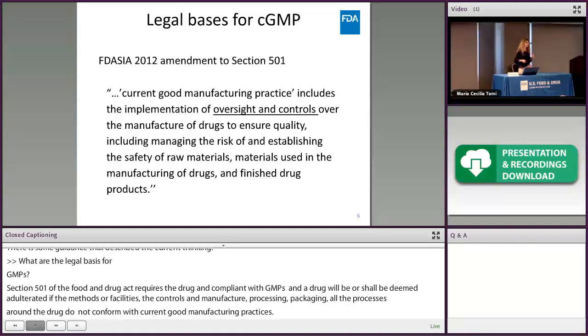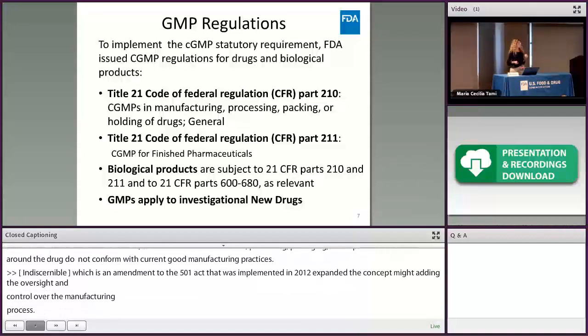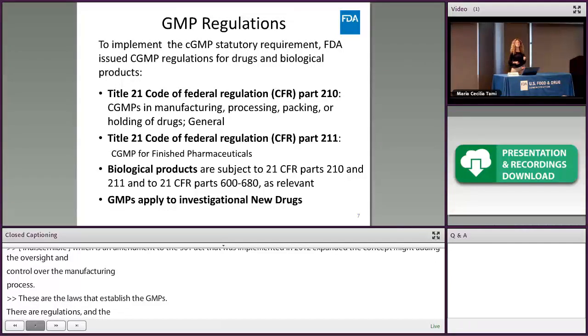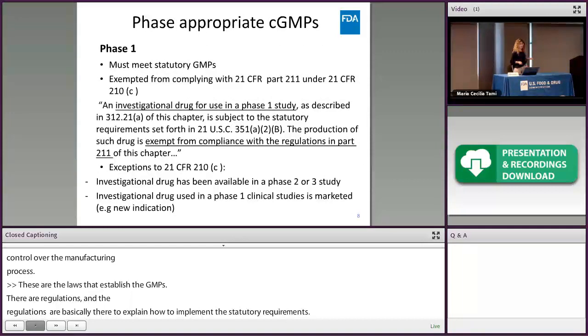So these are the laws that establish the GMPs, and then there are regulations, and the regulations are basically there to explain how to implement the statutory requirements. The regulations for GMPs are set forth in Part 210 of 21 CFR, and Part 211 for finished pharmaceuticals. In addition to 210 and 211, Parts 600 to 680 apply as pertinent for biological products, and GMPs also apply for investigational drugs. That is what we are talking about now.